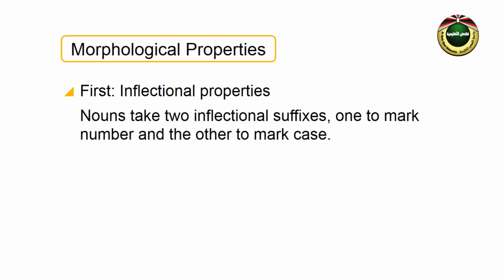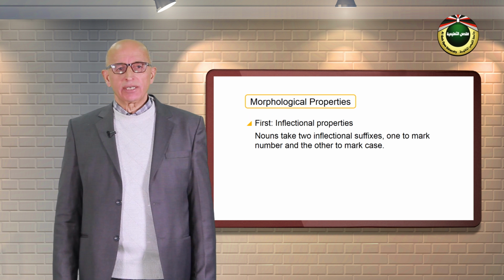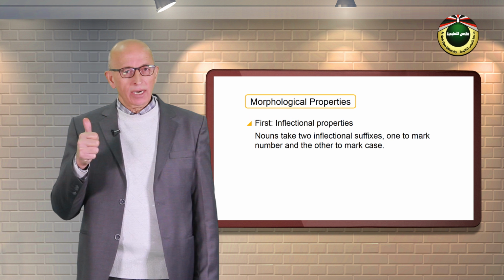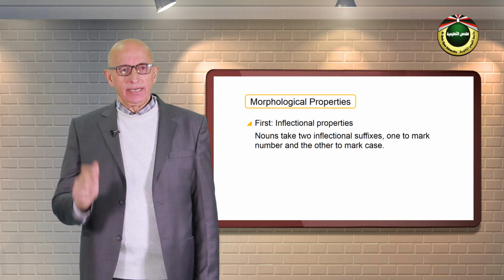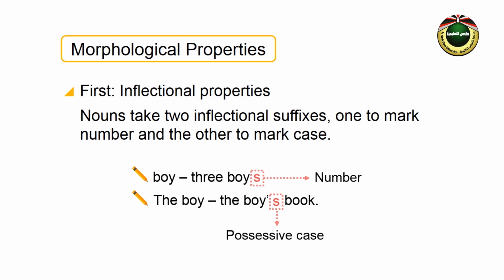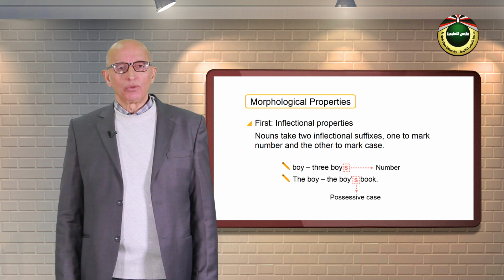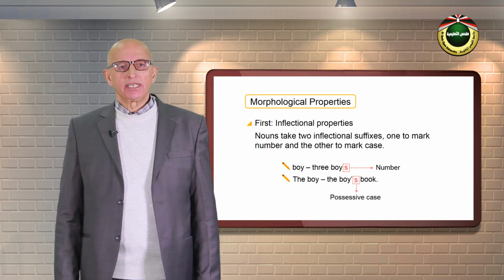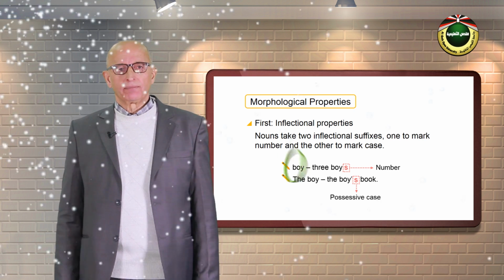First, inflectional properties. In English, nouns take two inflectional suffixes, one to mark number and the other to mark case. For example, 1 boy, 3 boys. The S in boys is to mark number. The boy's book. Here the S is used to mark case, which is the possessive case.